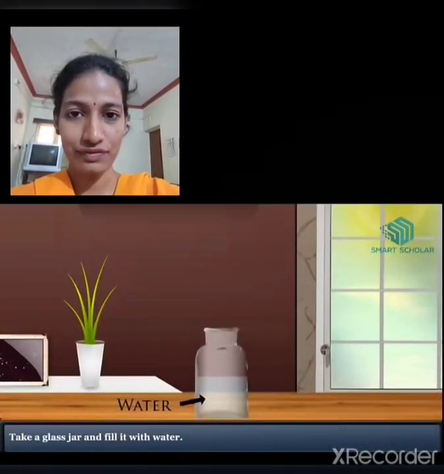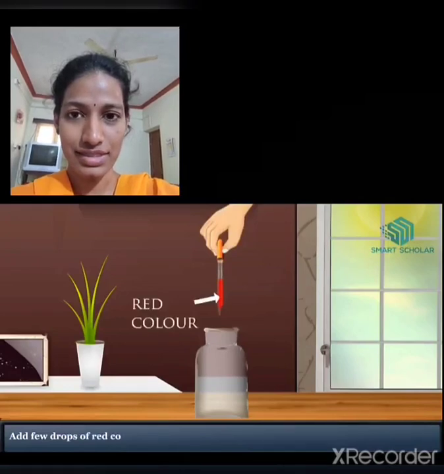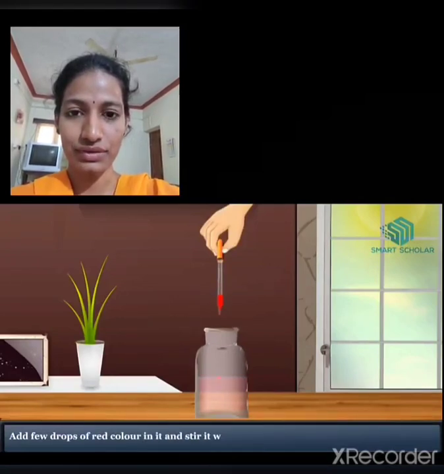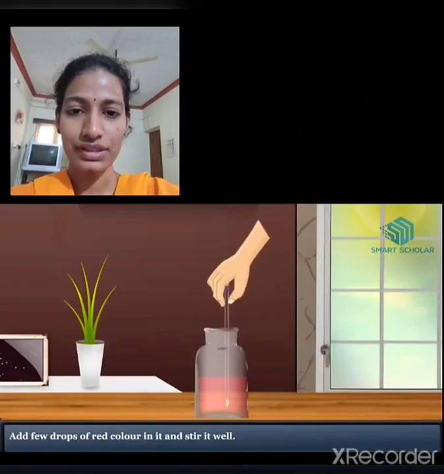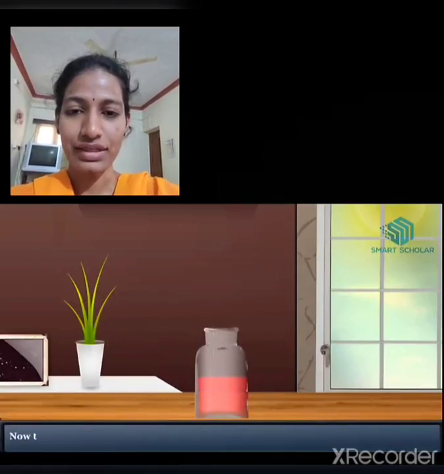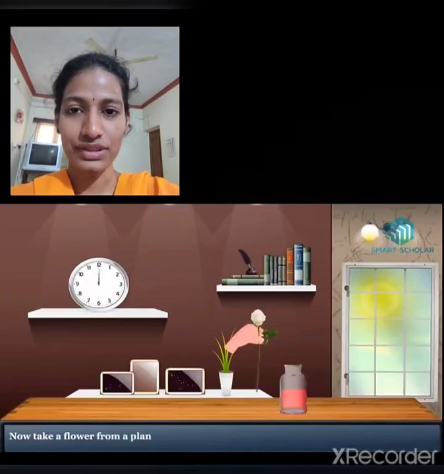Take a glass jar, fill it with water and add some drops of a red colored ink solution into the water. Stir it well and keep it aside, and now take a white colored flower along with the stem and insert the stem into the glass jar containing the water. Leave this stem in the colored water overnight, means a day and a night. Now after leaving the colored solution along with the stem, let us see what happens to it.